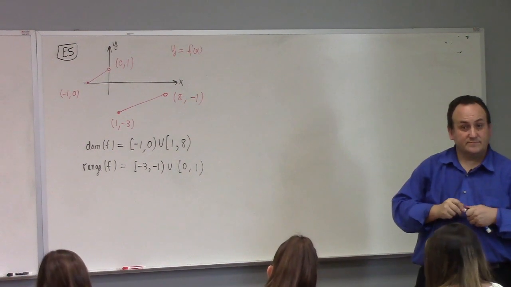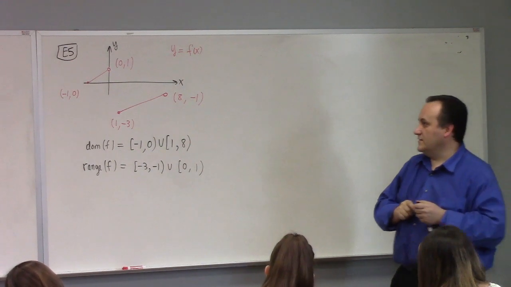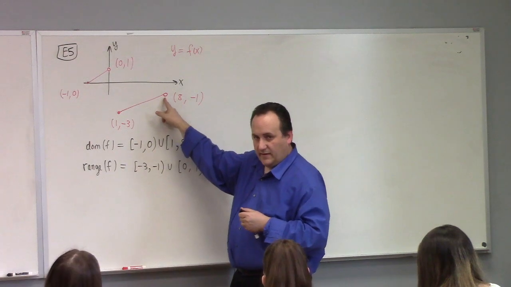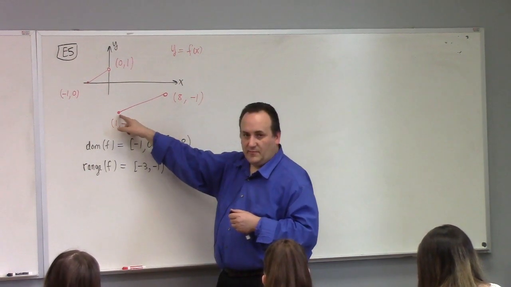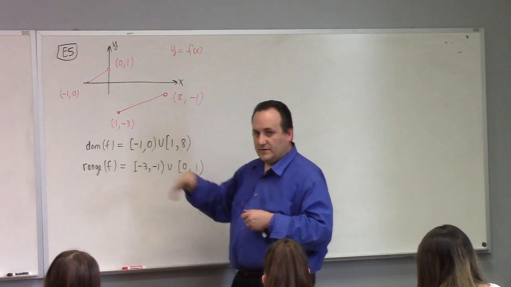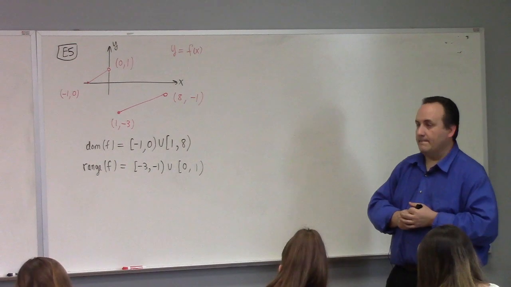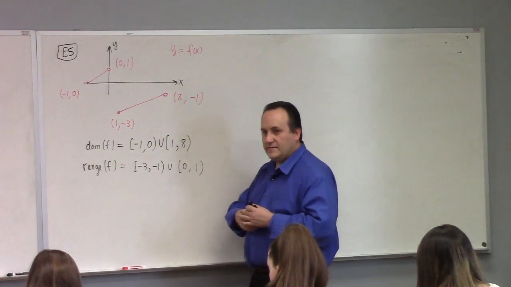What's the difference between included and not included? The circle means that point's not actually part of the graph. It's an open dot, whereas the closed dot means that point's actually in the graph. It's included. And if it's included, then we include it in the interval by writing the square bracket.